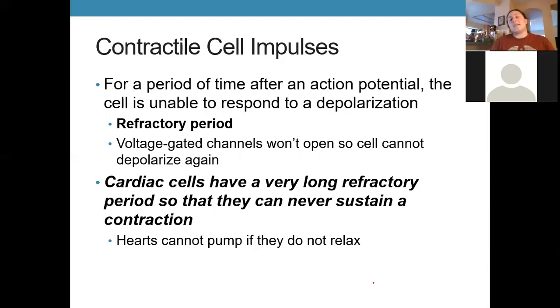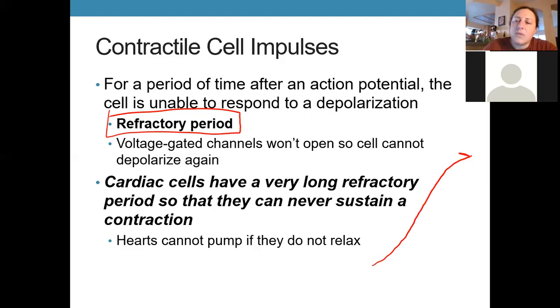Now, just like neurons and skeletal muscle, these contractile cells have a refractory period, a period of time when they are unable to respond to depolarization. Cardiac cells have a very long refractory period compared to neurons and skeletal muscle. Whereas with skeletal muscle, if we keep stimulating, we can get an increase in tension where they don't relax anymore, that doesn't work in hearts. The refractory period is long enough that the heart muscle contractile cells always relax before they can be stimulated to contract again. And that's very deliberate because your heart cannot pump if it doesn't relax to refill between pumps. If it just stayed contracted, you would die because you wouldn't be able to refill, and that shuts the whole pumping action down.